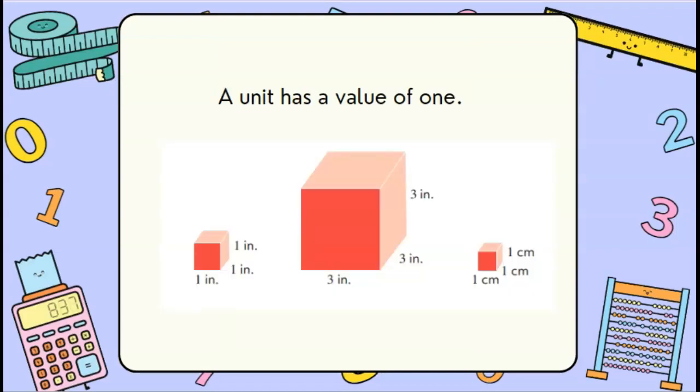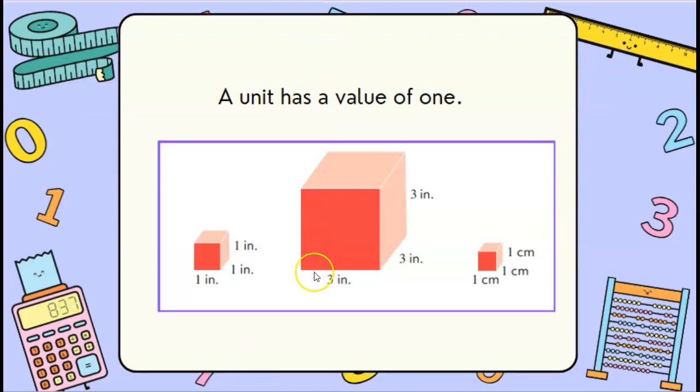With our unit rectangular prisms, we know that a unit has a value of 1. So every time we see a small square in one of our models today, we know that that means 1. It goes 1 up, it goes 1 across, and it goes 1 wide.